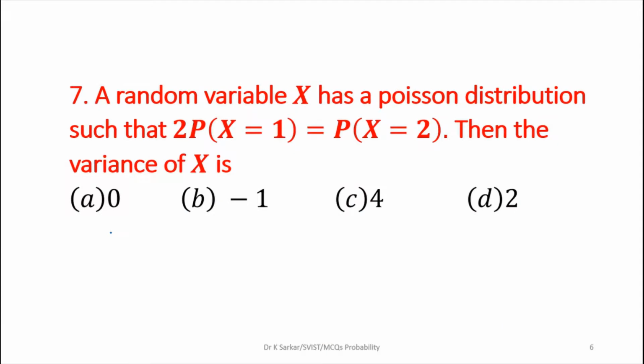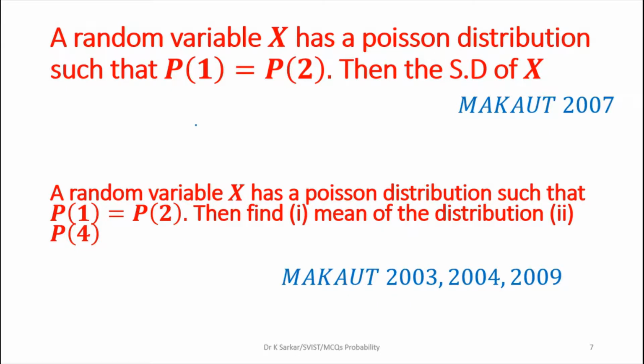Question number 7. A random variable x has a Poisson distribution such that twice the probability at x equals 1 equals the probability at x equals 2, then the variance of x is. This type of sum we have done in the chapter Poisson distribution. Let's see. This was the question.